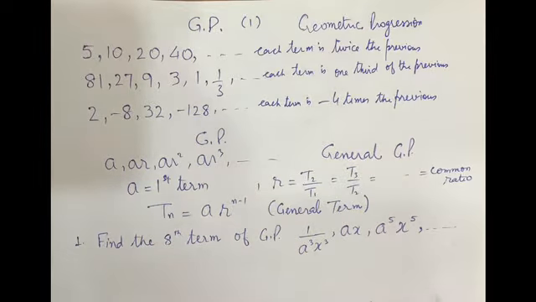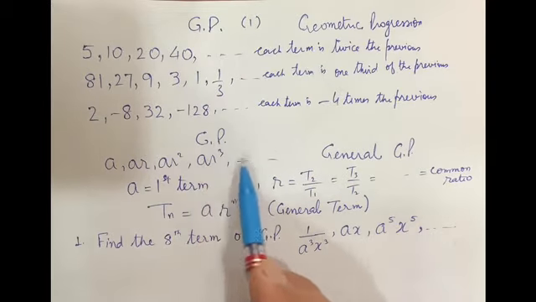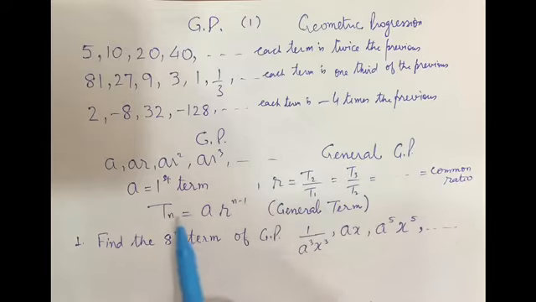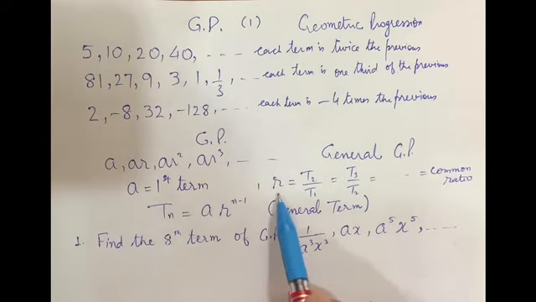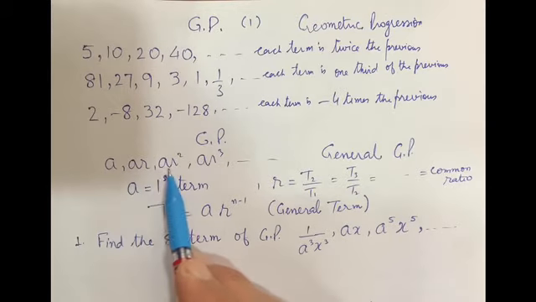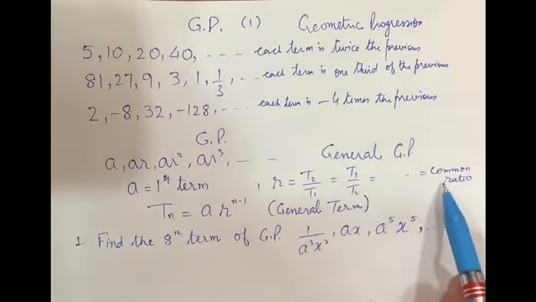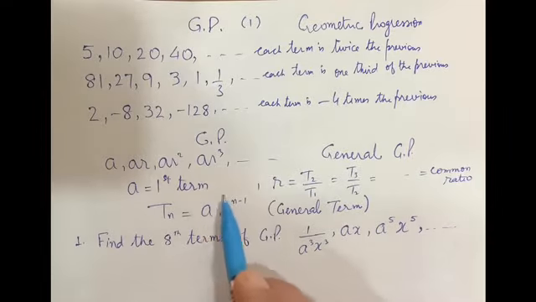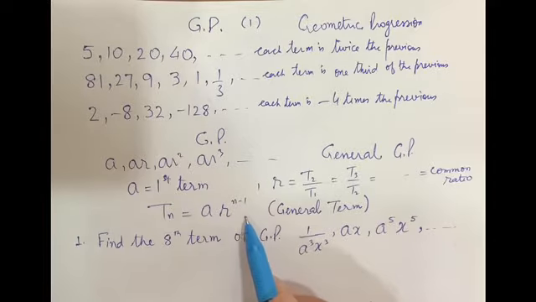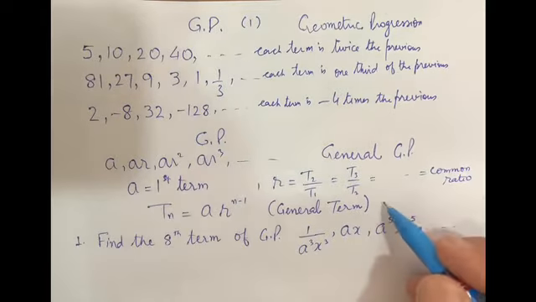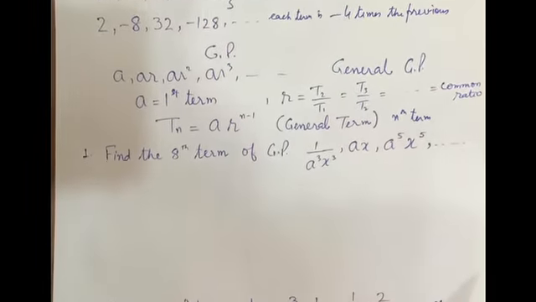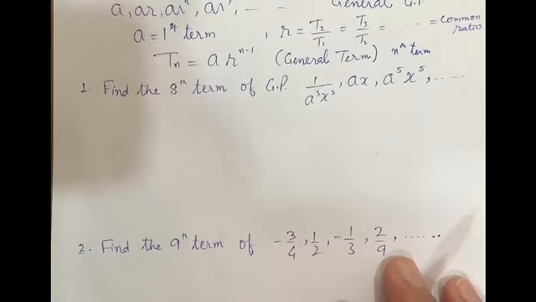So this is GP. In GP we have the general GP: A, AR, AR squared, AR cubed, and so on. A is the first term, R is called the common ratio. This is the ratio of second term to first term, also the ratio of third to second, and so on. The nth term of this general GP is given by A into R raised to n minus 1. This is also called the general term or the nth term. We will first of all solve questions which are based on this formula for the nth term.